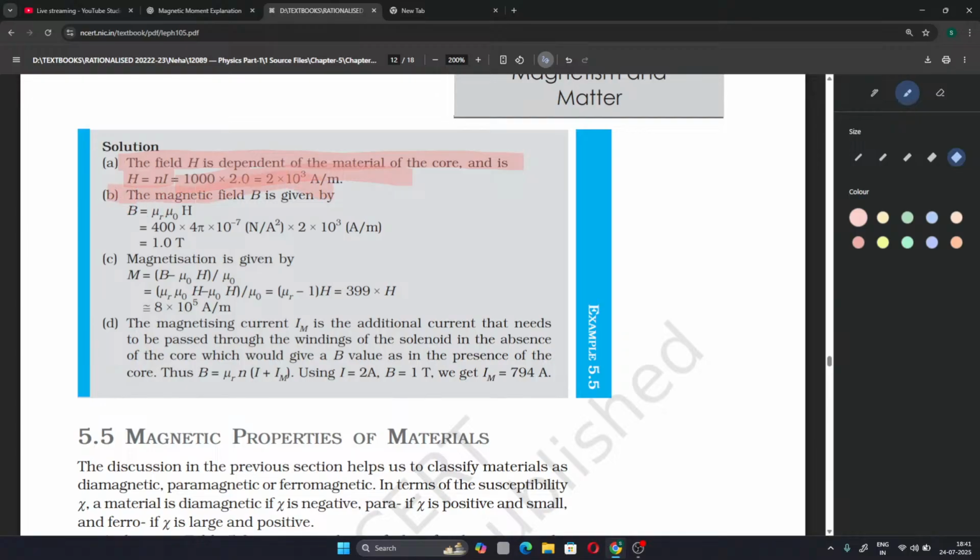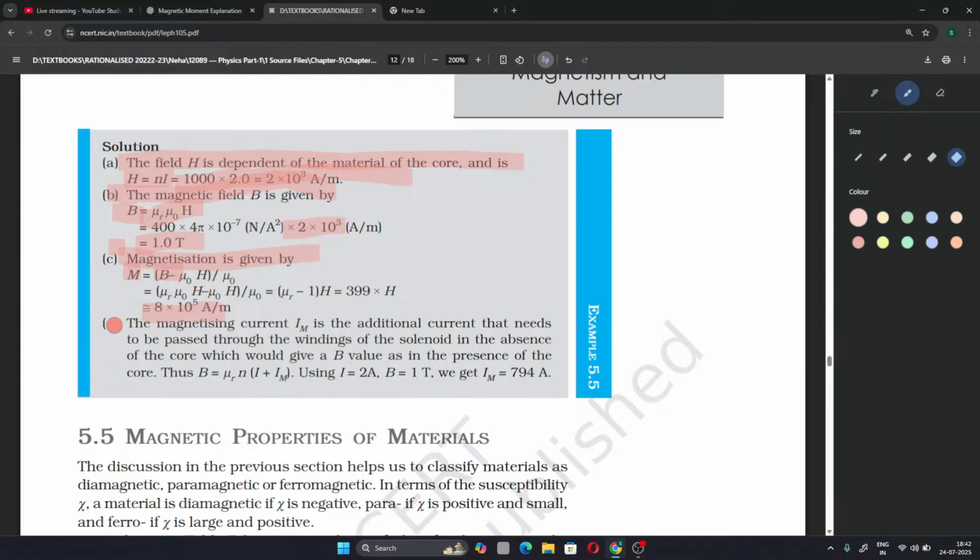The magnetic field B is given by B equals mu r mu naught H. Mu r is 400, mu naught is 4 pi into 10 power minus 7, and the magnetic intensity is 2 into 10 power 3, which gives approximately 1 Tesla. Magnetization is M equals B minus mu naught H, whole by mu naught, which comes to approximately 8 into 10 power 5 ampere per meter.